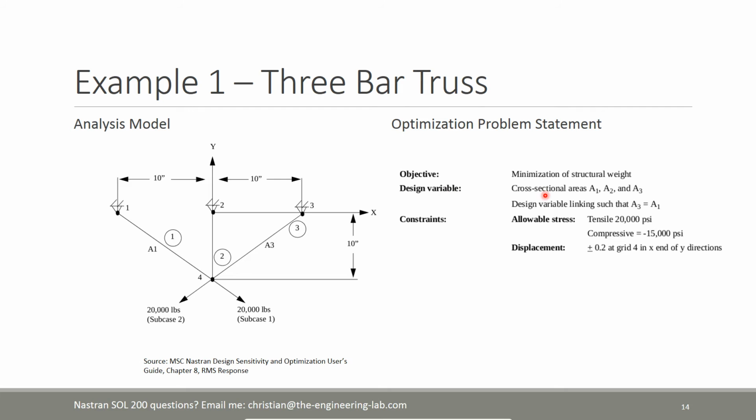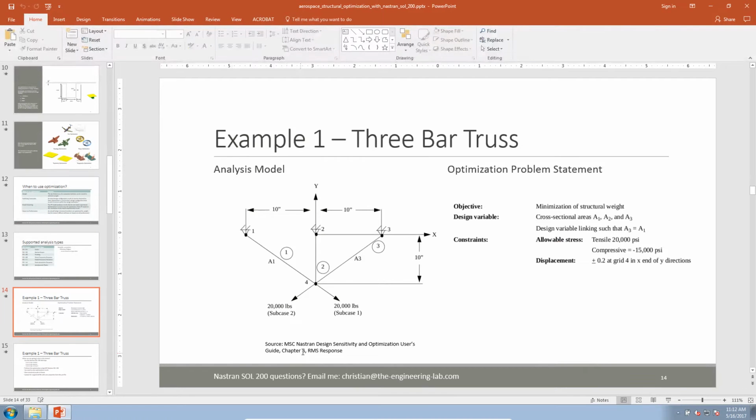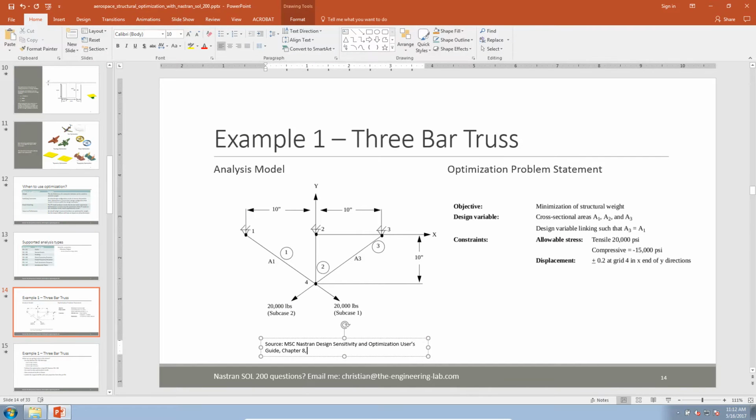Let's see here. So again, we are going to let the areas of the rod members vary. We want to minimize the weight while making sure that the stress and displacement constraints are within the limits. Full details of this exercise are in the Nastran Design Sensitivity and Optimization User's Guide, Chapter 8, and that should be 3-bar truss. So let me make that correction.